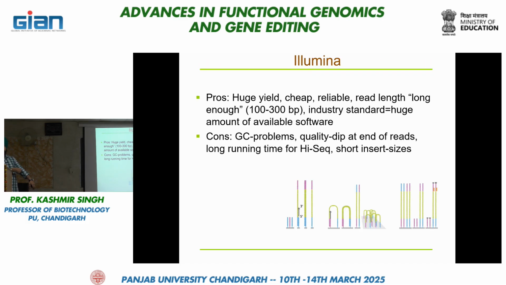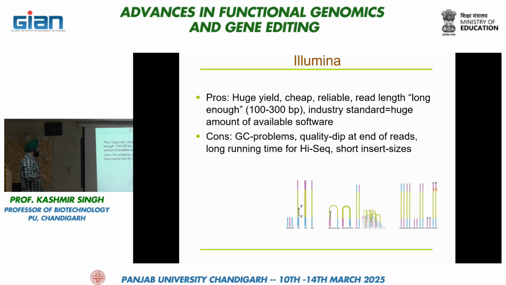Now, I think we discussed this last time also, that Illumina produces very high yield, cheap, reliable. Read length is nowadays long enough. They are producing systems that can go up to 500 base pairs. The industry standards are very high, and most people use Illumina for this reason only. The problem is that they have a GC problem. In regions high in GC content, the read quality is low.